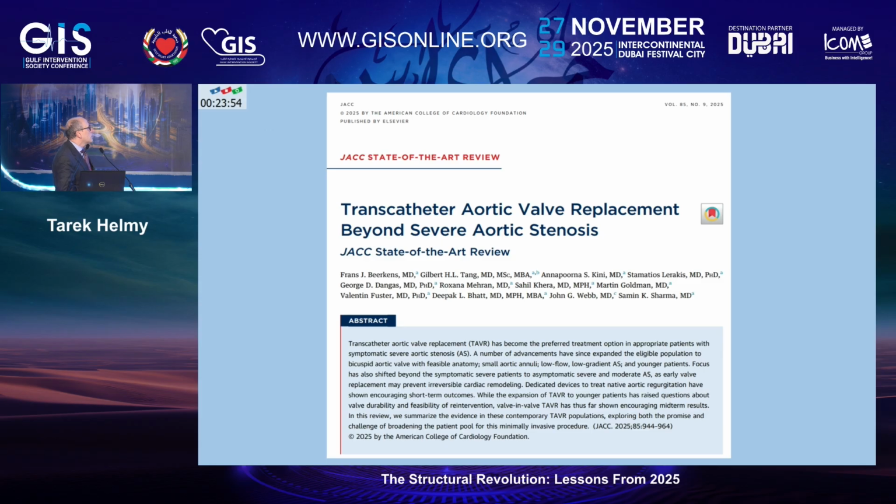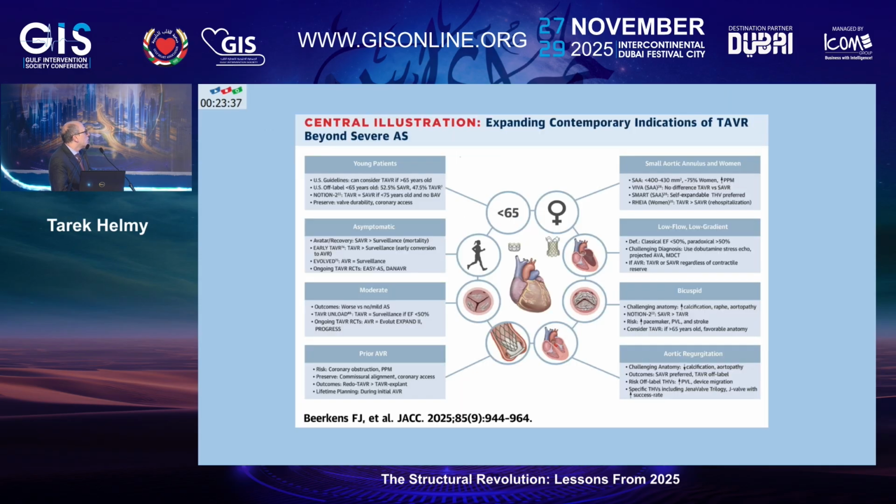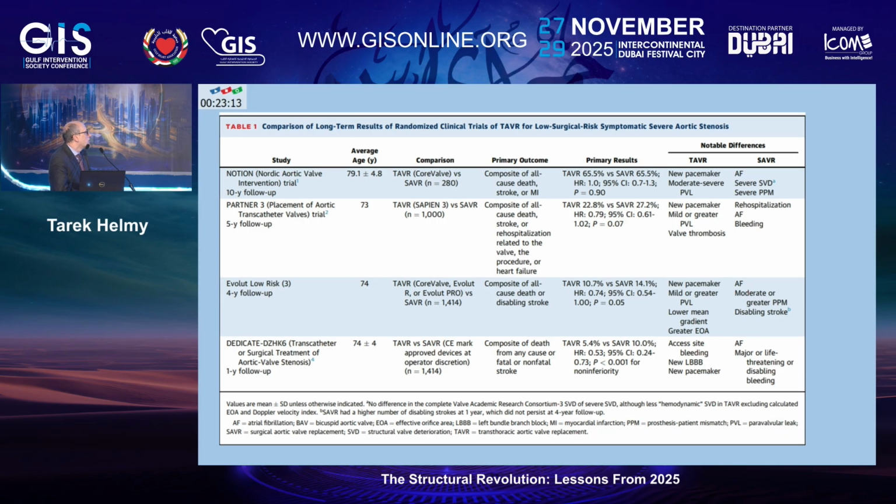This is a great review article that was published in 2025, and you can see it here. It talks about severe aortic stenosis, and we're going to go over some of the things that were described here, and we'll talk about the studies that will affect our practice moving forward. So we'll talk about TAVR in young patients, asymptomatic aortic stenosis, intervention on moderate aortic stenosis patients, especially with heart failure, intervention on patients with previous SAVR with a failed bioprosthesis, small aortic annuli, low flow, low gradient, bicuspid valves, and the AI, or the AR, is going to be discussed tomorrow.